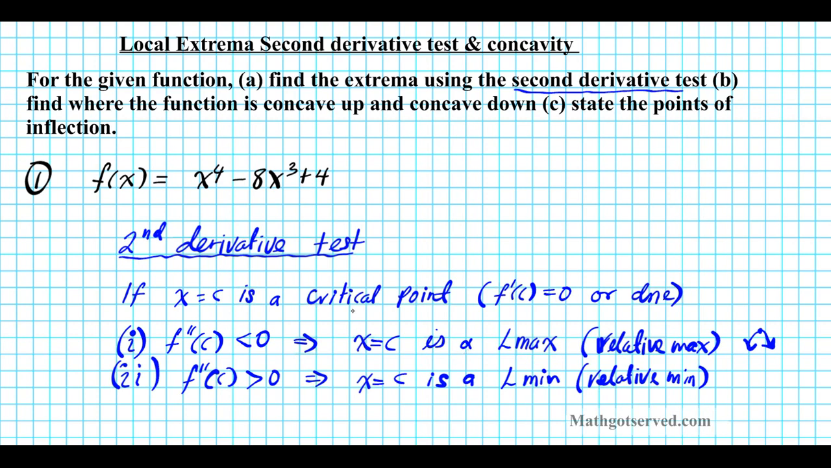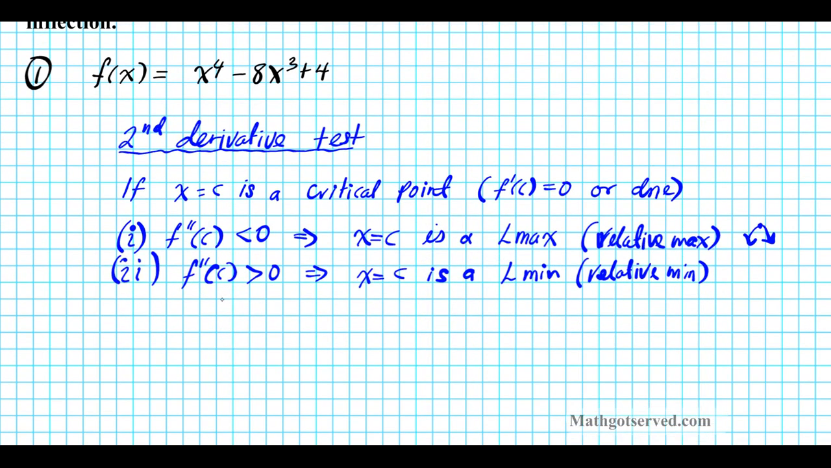All right, so for this problem, all we have to do is find the critical points and find the sign of the second derivative at those critical points, and that will help us determine part A, our local extrema, using the second derivative test. All right? Okay, so let's go ahead and do the first part. I want to find the critical points.